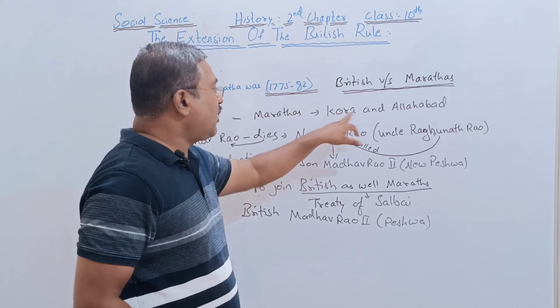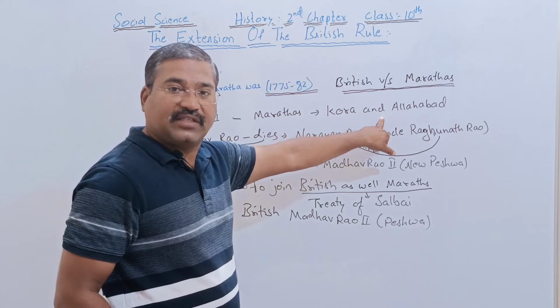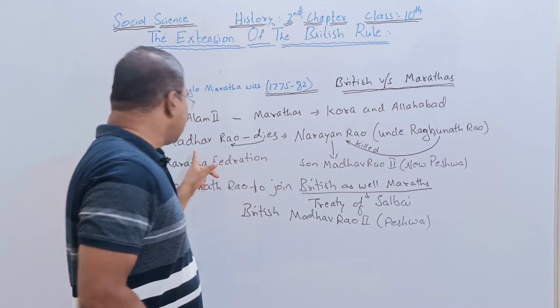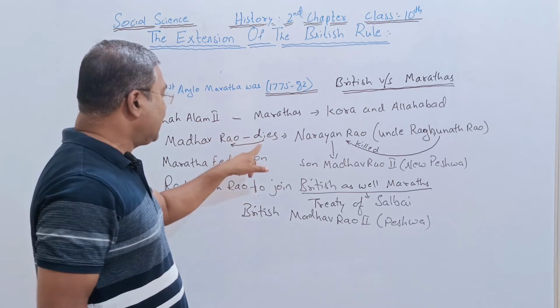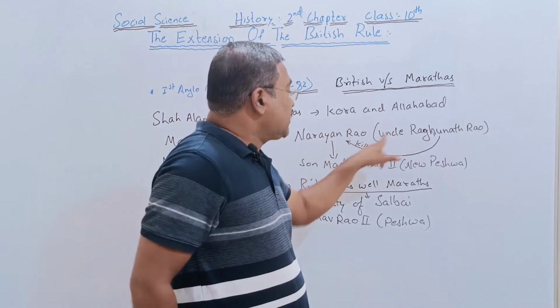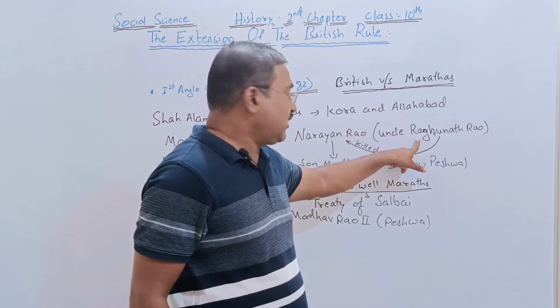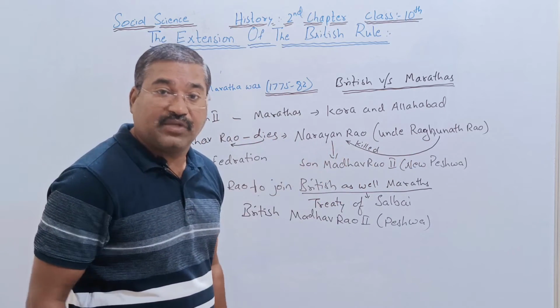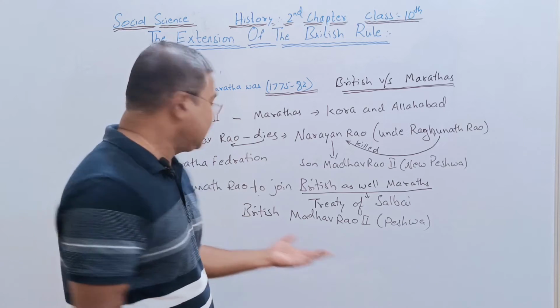Shah Alam II gave Kora and Allahabad, which were earlier in the hands of the British, which created enmity between the British and the Marathas. And when Madhav Rao died, Narayan Rao became the ruler. But he was killed by whom? By his uncle Raghunath Rao, as Raghunath Rao wanted to become the Peshwa, but it didn't happen like that.